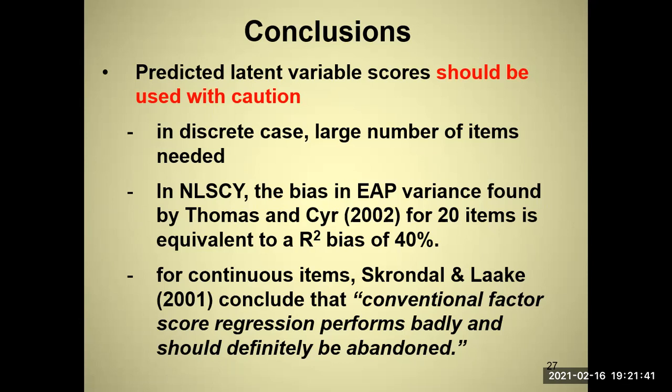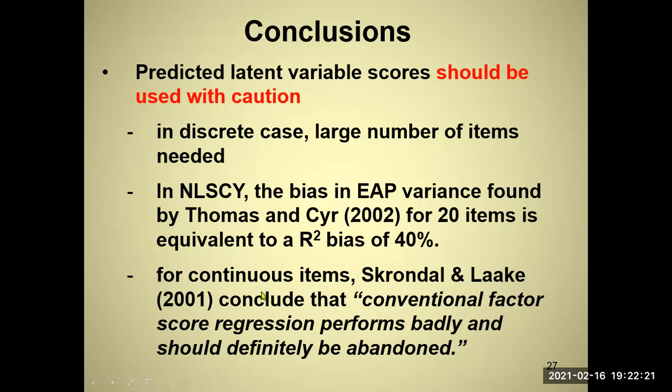So you can get predicted latent variable scores, but they should be used with caution. Those predict theta hats, and in discrete cases you really need a large number of items. There was actually a very nice paper by Thomas and Sear in 2002 that shows that for 20 items, the variance in the EAP based estimate is equivalent to an R squared bias of 40%. That's a Statistics Canada study, the National Longitudinal Study of Children and Youth.